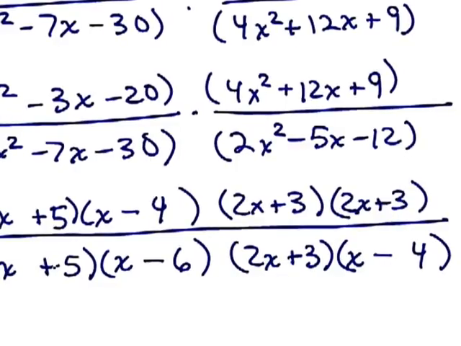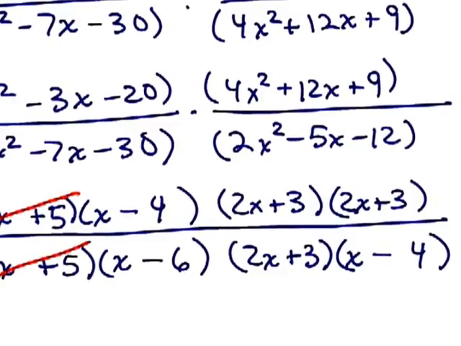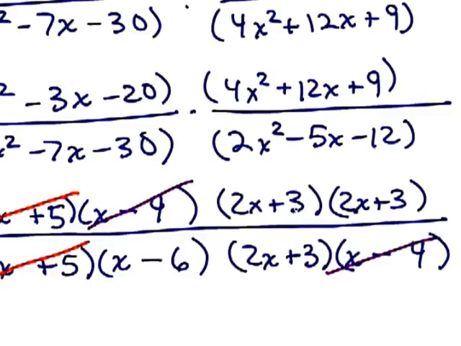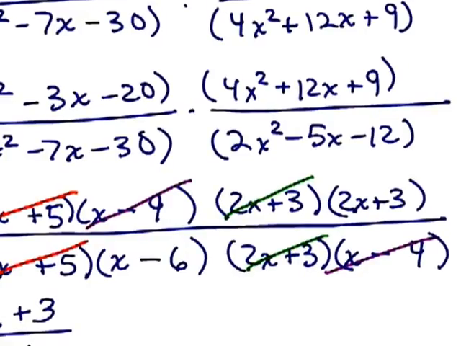After you go through all your factoring, which may have taken you 10, 15 minutes, who knows, on scratch paper, you go through and see what you can cancel. 2x plus 5 can cancel with that 2x plus 5. X minus 4 will go with that x minus 4. Let's see, 2x plus 3 with that 2x plus 3, and this 2x plus 3 and x minus 6 is all that's left. So our answer is 2x plus 3 over x minus 6.